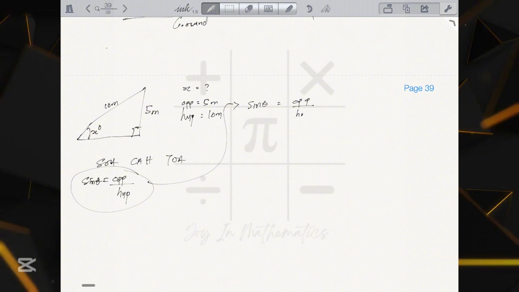So using this expression, we can say that sine theta is equal to opposite over hypotenuse. The opposite is equal to what? 5 meters. The hypotenuse is equal to 10, and we are asked to evaluate the angle. The theta in this case is equal to what? x, and we are asked to evaluate x. So simplifying this, we have sine x is equal to 1 over 2, which is equal to 0.5.